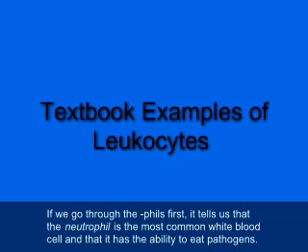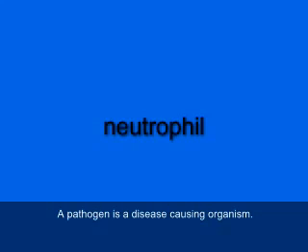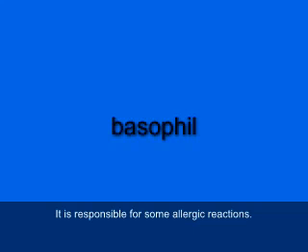If we go through the phils first, it tells us that the neutrophil is the most common white blood cell, and it has the ability to eat pathogens, and a pathogen is a disease-causing organism. The basophil is the least common white blood cell, and it is responsible for some allergic reactions.